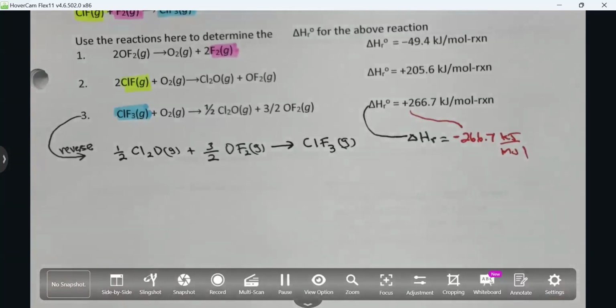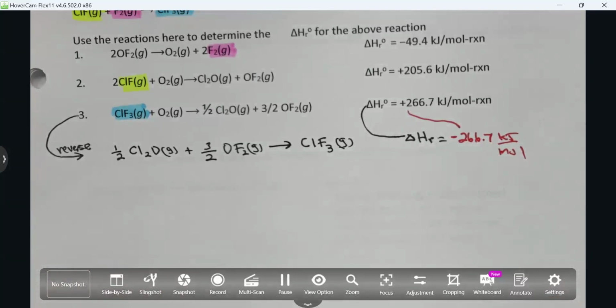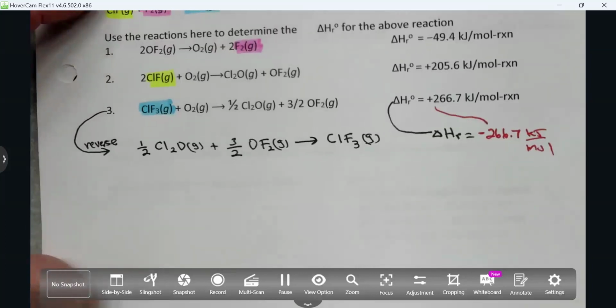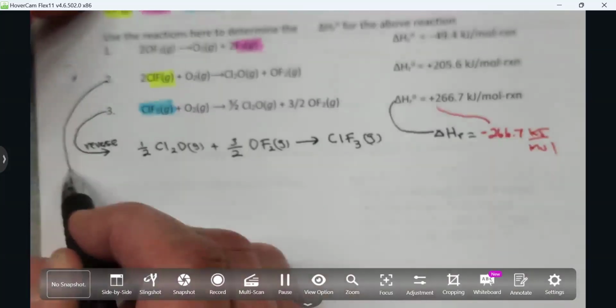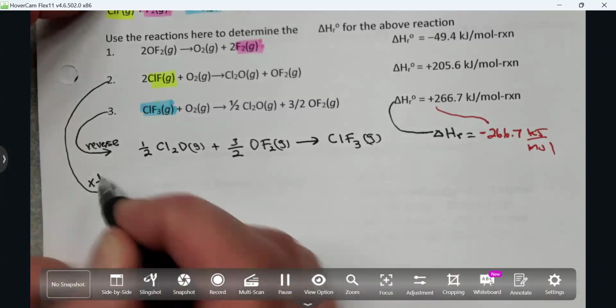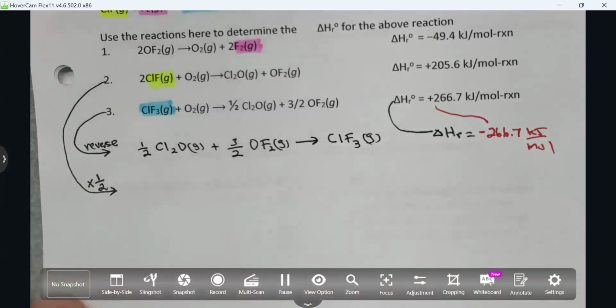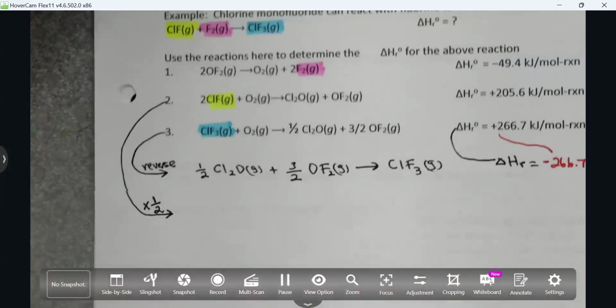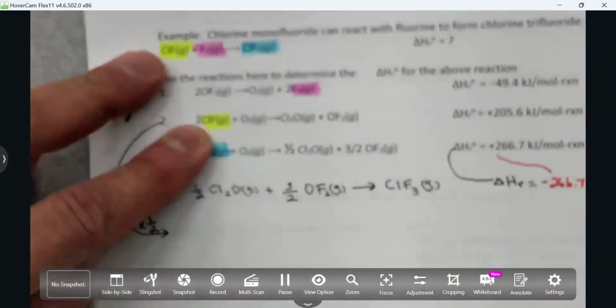Okay, so we reverse that. How about reaction 2? What do we have to do? All we're doing is looking at what's in yellow. We're going to divide that by 2, yes? Or multiply through by 1/2, which is the same thing. So reaction 2 times 1/2, because we need to get this 2 down to a 1 for the ClF.